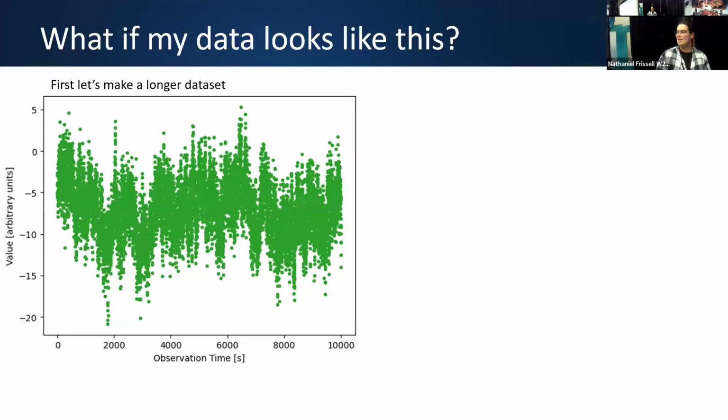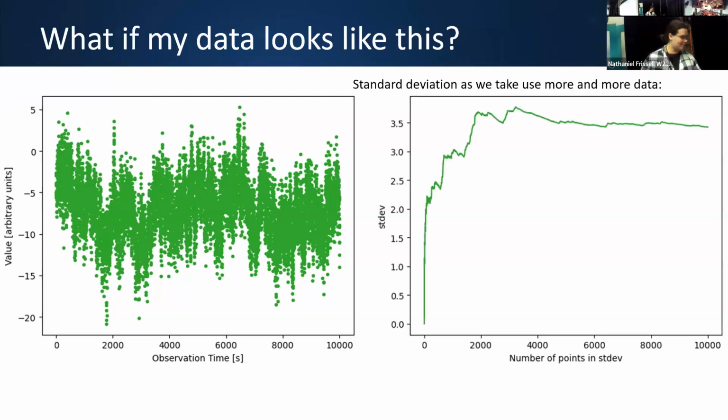To see why, let's make a longer data set out of the same underlying process. Then let's look at the standard deviation as a function of how much of that data we use to compute it, taking longer and longer sections. Here at the beginning we're using the first part, then a bit more, and so on. Maybe now you can start to see some of the problem. This is actually a kind of subtle example.